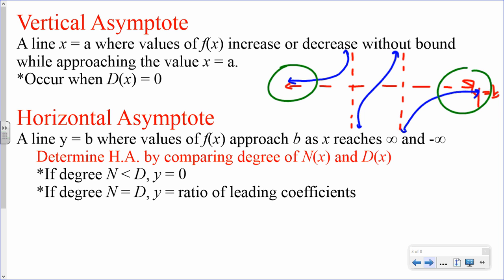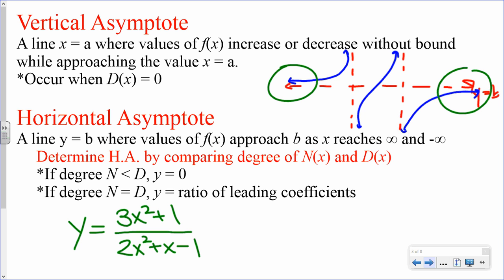To give you an example of what that would look like, if this was our rational function, do you notice how the degree of the numerator and denominator are both 2? Then for our horizontal asymptote, we would look at the leading coefficients. Y equals 3 over 2 would be our horizontal asymptote.